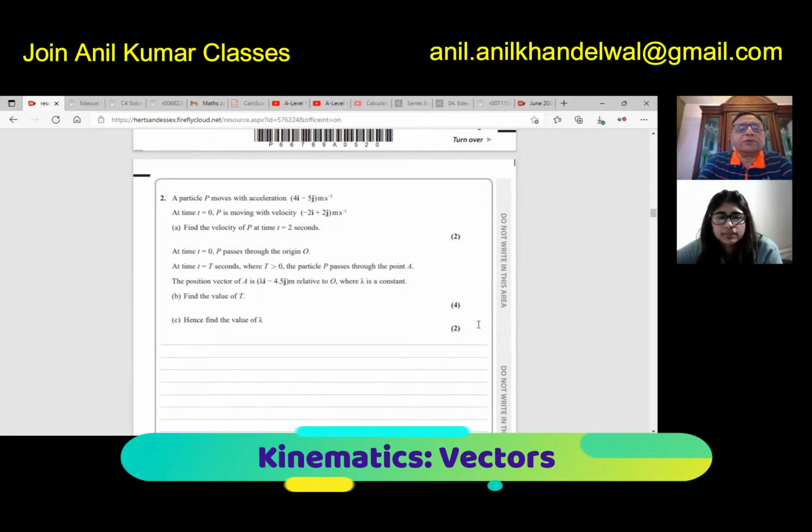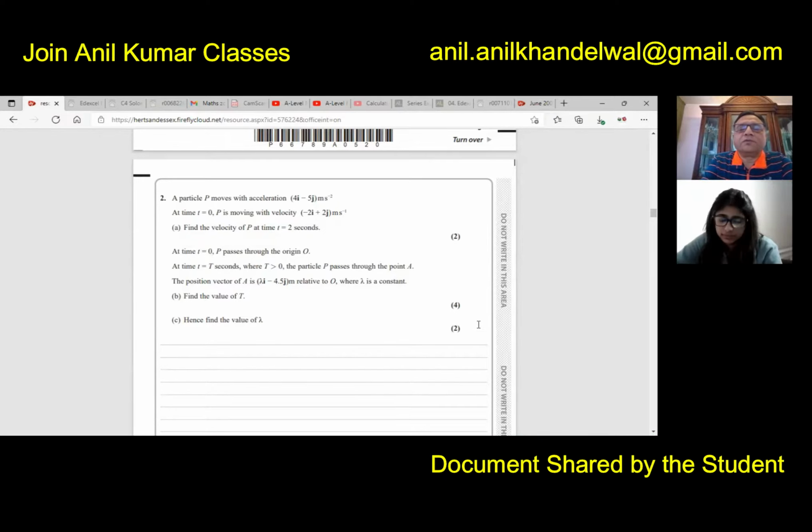Okay, so let's write down the equations given to us. A particle moves with an acceleration a of 4i minus 5j, right? So these are unit vectors. Yep. Meters per second squared. Okay, and the velocity is given to us as minus 2i plus 2j.